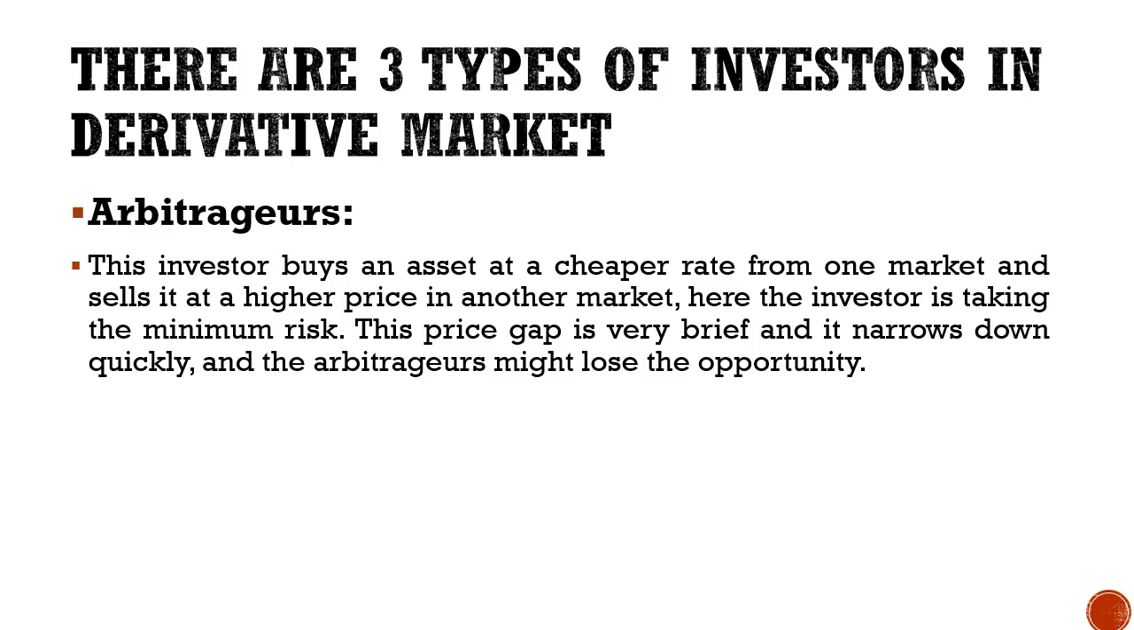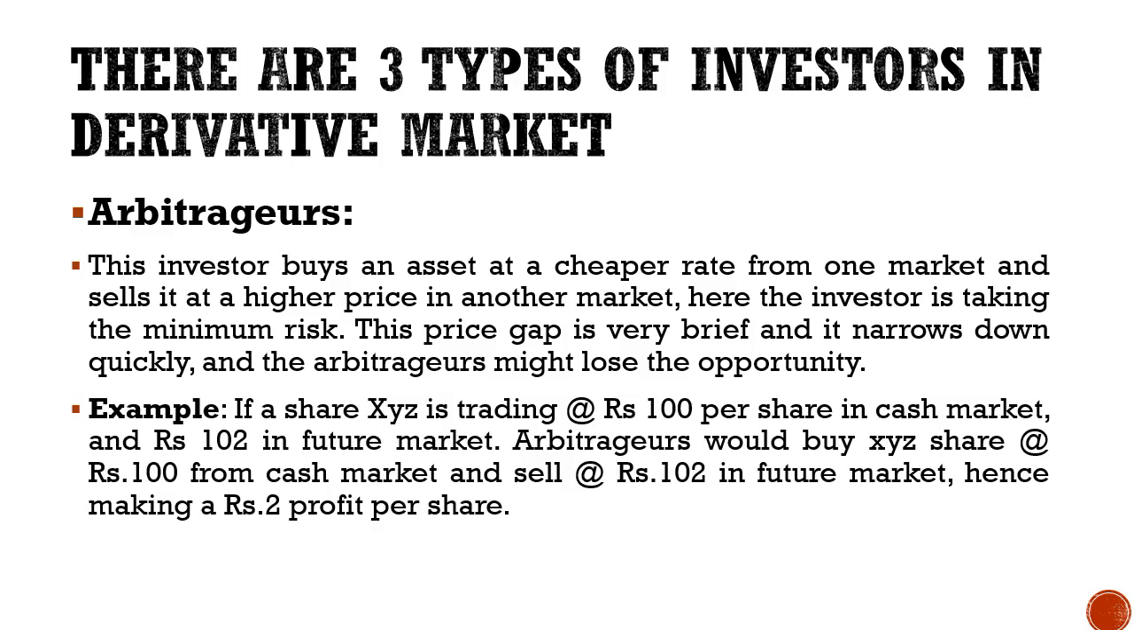This price gap is very brief and it narrows down quickly, and the arbitrator might lose the opportunity. For example, if a share XYZ is trading at 100 rupees per share in the cash market and 102 rupees in the future market, so at spot rate it is 100 and in the future market it is 102, the arbitrator would buy the XYZ share at 100 rupees from the cash market and sell it at 102 in the future market, hence making 2 rupees profit per share. So an arbitrator is nothing but an investor who buys an asset at a cheaper rate from one market and sells it at a higher price in another market, and thus earns the difference as profit.